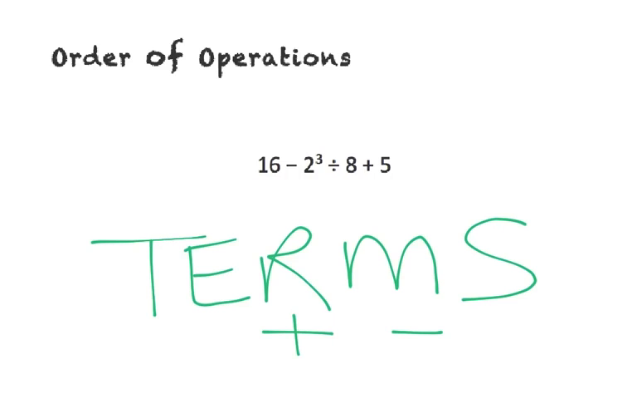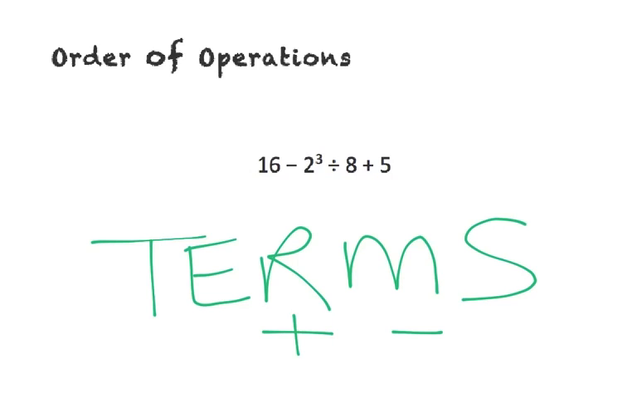So let's figure out how many terms are in this expression. How many subtraction and addition signs can you identify here? I see 2. Okay, now it's really helpful to get into the habit of circling or putting a box around your terms so that you can visually see that separation a little better.